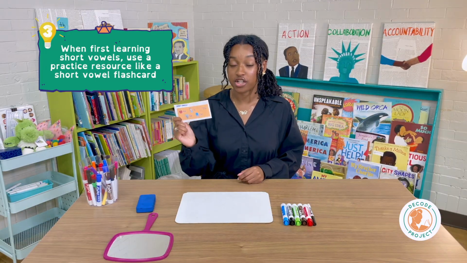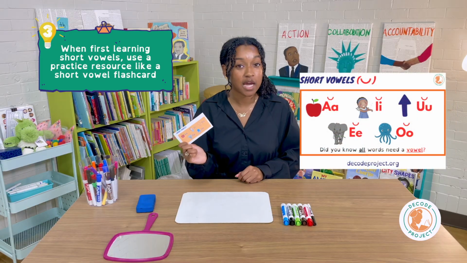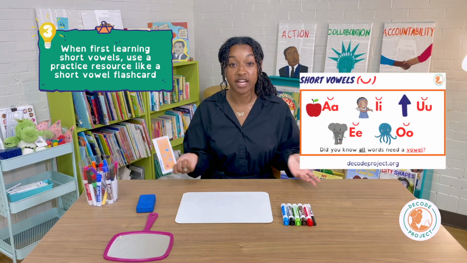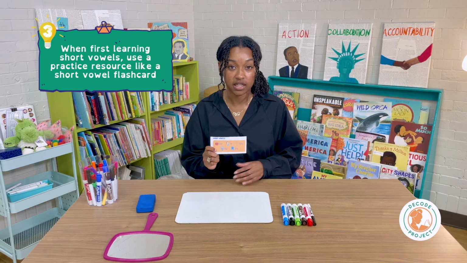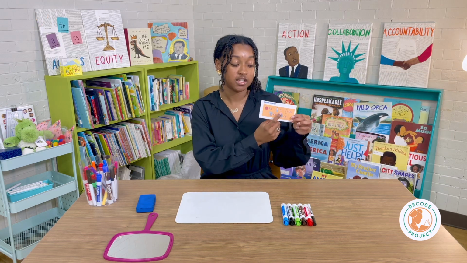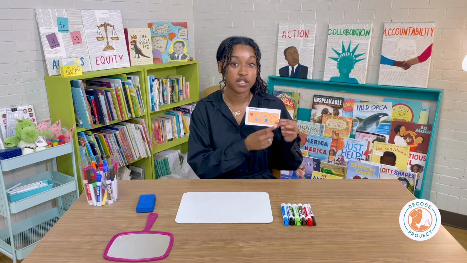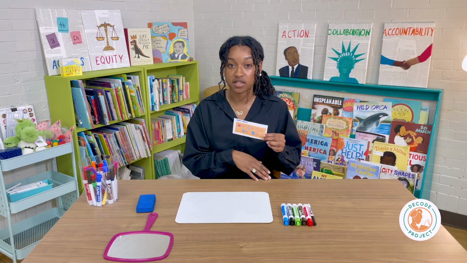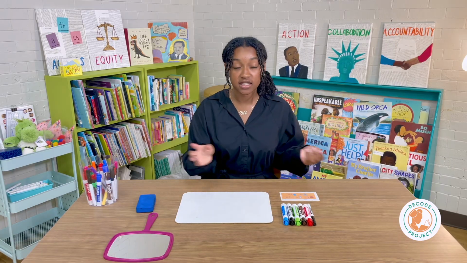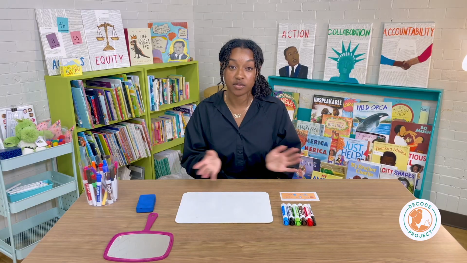Our third tip is to use a short vowel flashcard. This is something we use all the time here at Decode in our sessions, or we might give out to our caregivers and community. This has pictures to help us remember those key words that we use to remember our short vowel sounds. Our decoders might take a glance at this while they're reading a short vowel word in a page, in a book, or in one of our sentence strips, and this just helps jog their memory for what those short vowel sounds are.